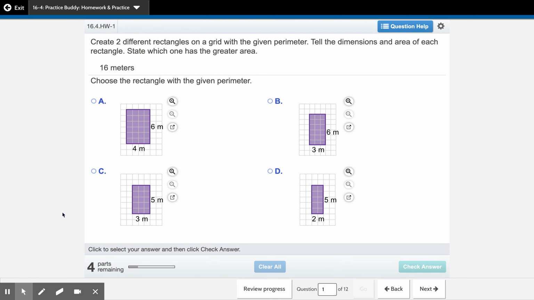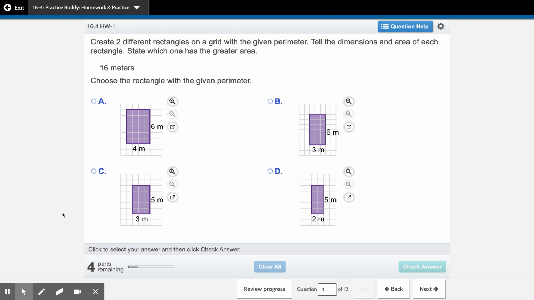So, the biggest thing to remember is that perimeter is the outside of a shape. And in order to find the perimeter, we count the outside of the shape or we can add up the sides. Area is the inside of the shape, and when the shape is a rectangle, we multiply to find that.